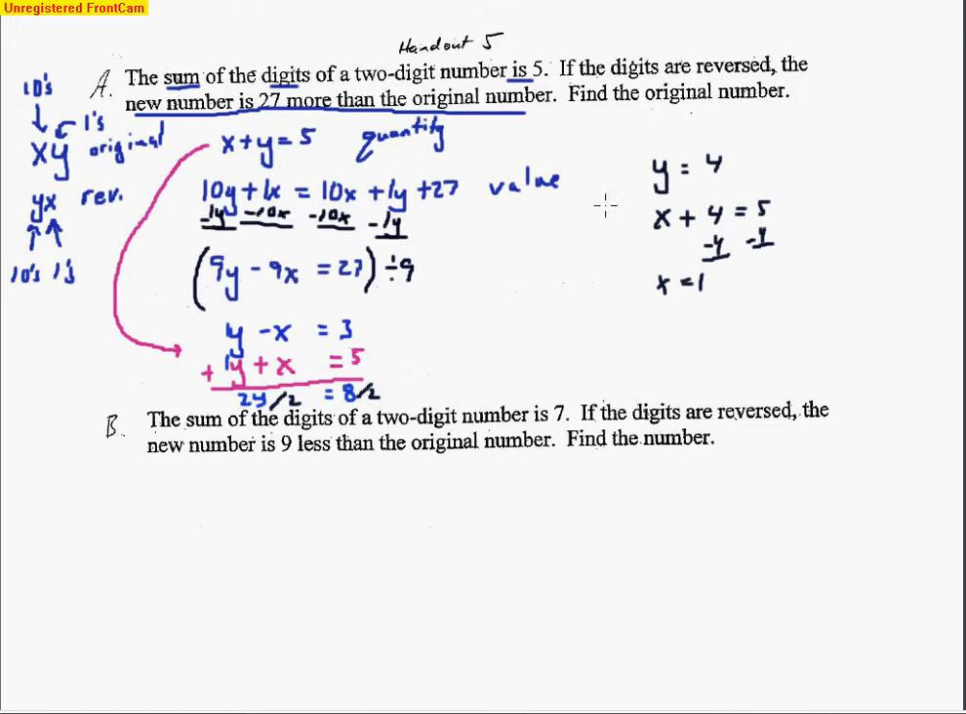Well, what does this mean? Well, what they want, let's see. It says find the original number. The original number is xy, we said. So x is 1, y is 4. So there it is, 14. That's the original number.